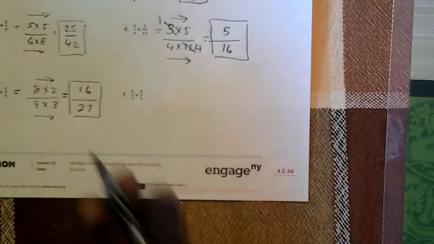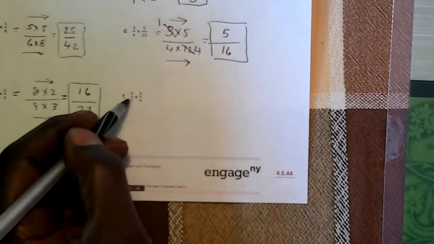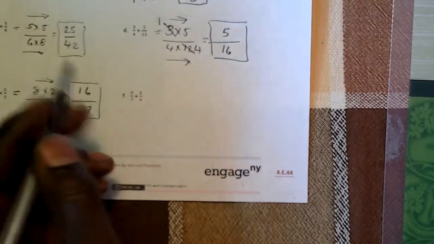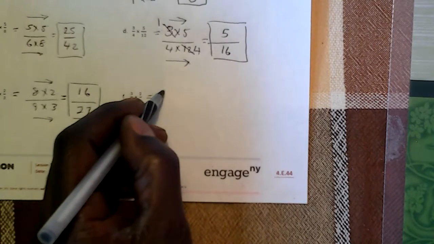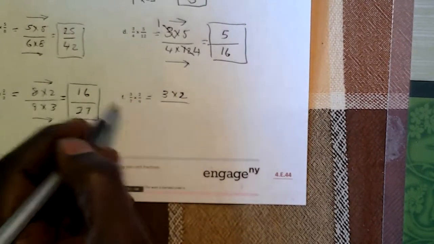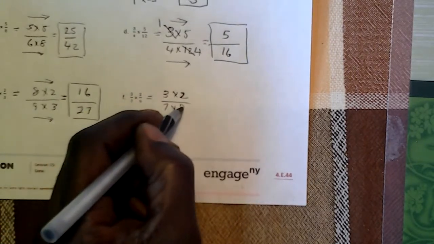Last one in this section. So we have 3 times 2. No, sorry, 3 sevens times 2 nines. Sorry, my mistake, I'm getting ahead of myself. Equals, let's rewrite it. So we have 3 times 2 divided by 7 times 9.